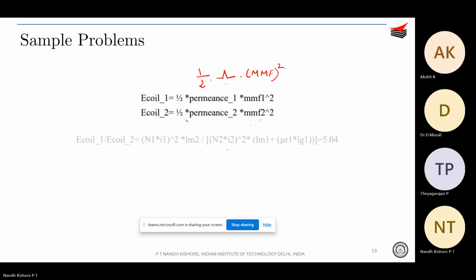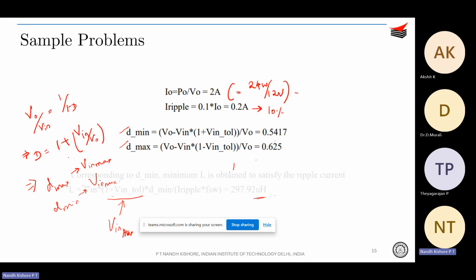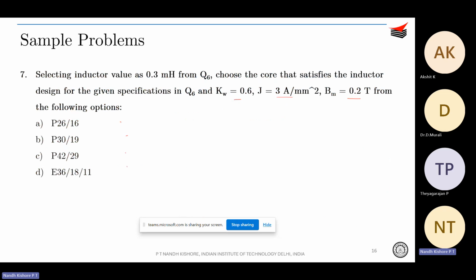The next question was for a boost converter, they just asked you to select an appropriate inductor value, which we did, considering the worst case. The next question was that, based on that, we had to choose a core. You know the inductor value of 0.3 millihenry. From that, you choose a core from the given options. So if you have to choose a core, always think about area product. What is your area product?